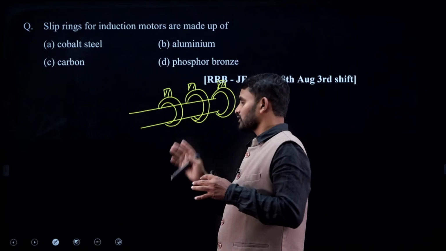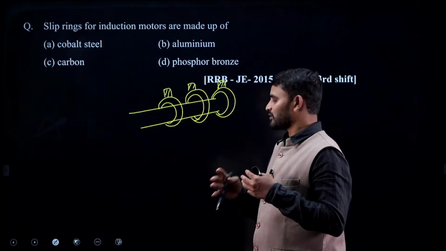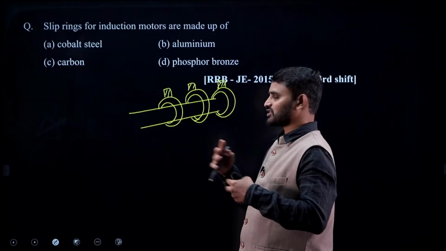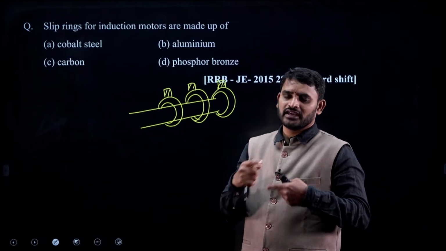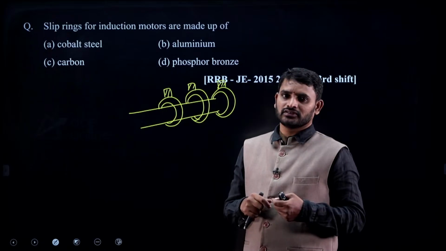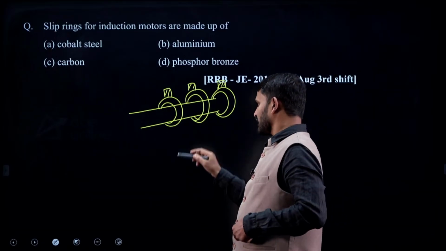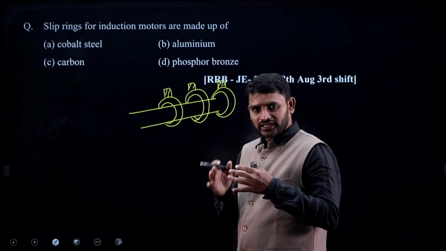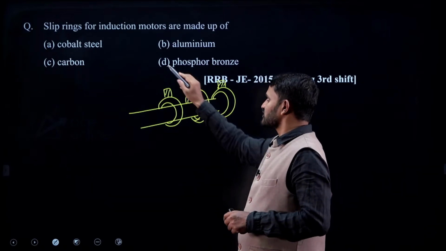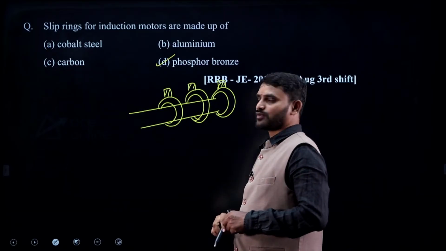So, the slip ring should be free from wear and tear and production of heat, because they are rotating now, always in touch with the brushes. So, you'll get a lot of heat. To protect from the temperature and all those things, generally it is made from phosphor bronze.